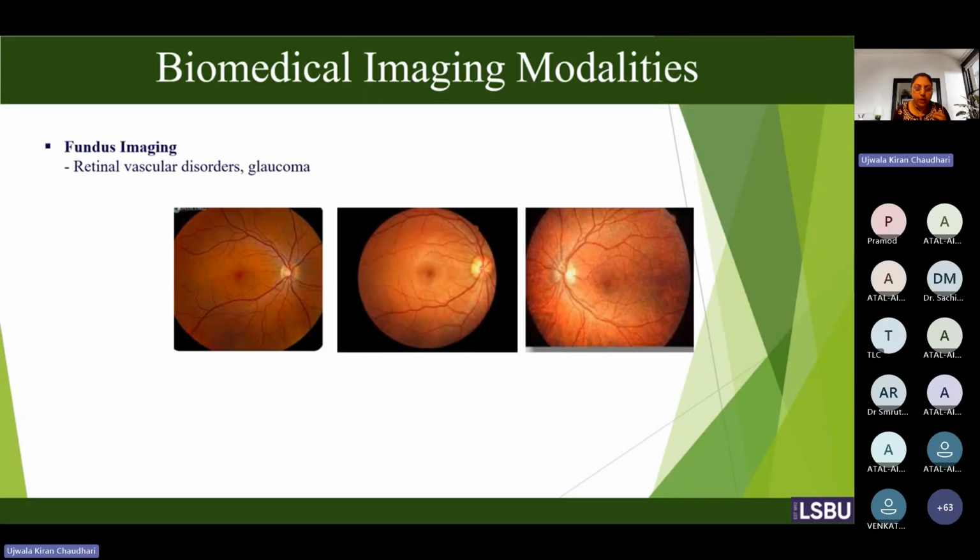Then for eyes, there is fundus imaging, which is used to identify any vascular disorder. You could see the microvessels from your eye. So any iris related task or vascular disorders or glaucoma or some kind of eye anomalies can be detected. So the fundus imaging is there.